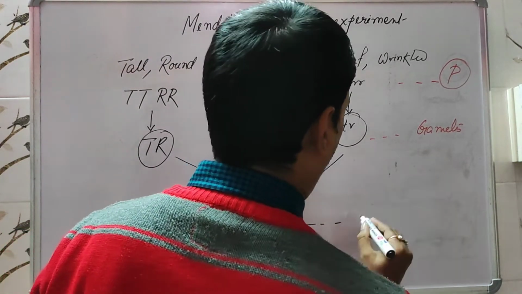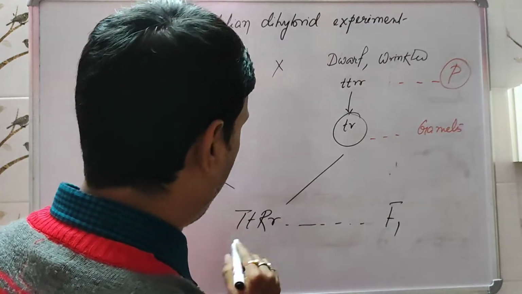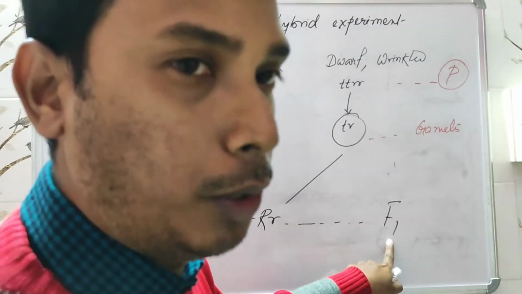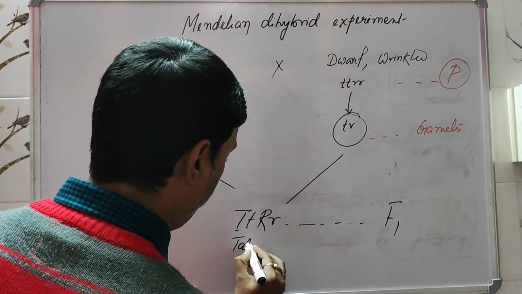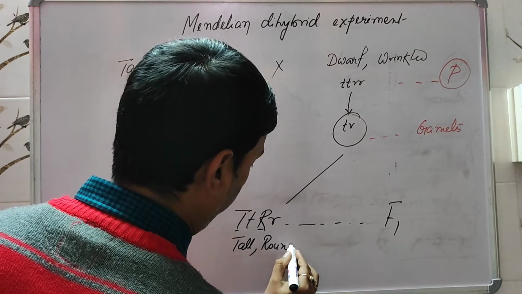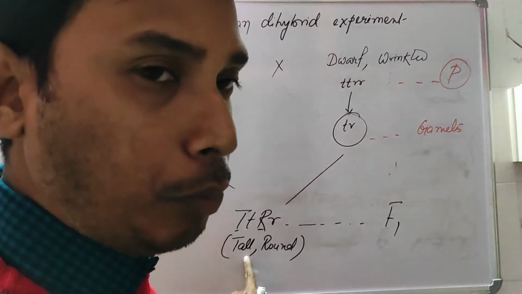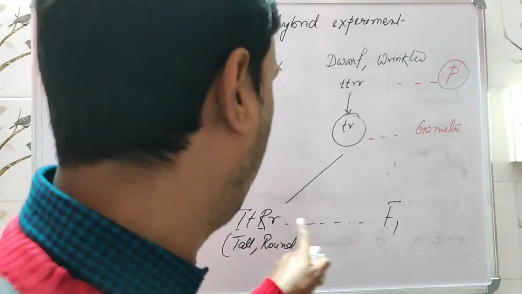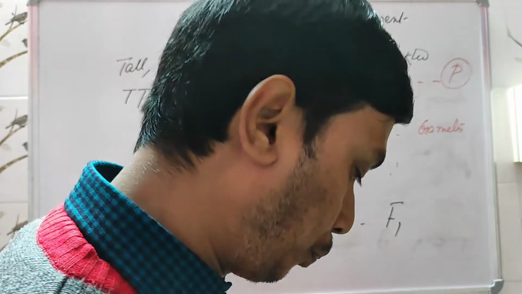This is the offspring which will be obtained in the F1 generation. This is the genotype of the F1 generation. So what will be the phenotype? As capital T is dominant, it indicates tall, and capital R is dominant, indicating round. That means in the F1 generation, we obtained tall pea plants with round seeds. This is the genotype of the F1 generation, and tall round is the phenotype of the F1 generation.